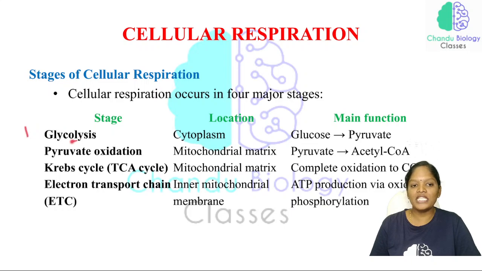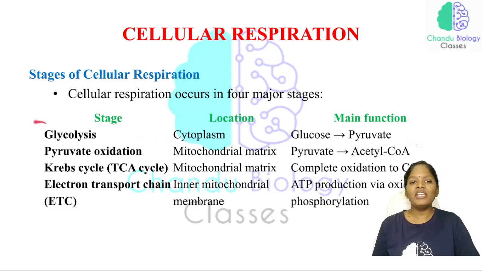The first important stage is glycolysis, the second stage is pyruvate oxidation, and the third stage is the Krebs cycle. It is also called the TCA cycle, TCA in the sense of tricarboxylic acid cycle, and the fourth is the electron transport chain, that is ETC. All together we call them cellular respiration.